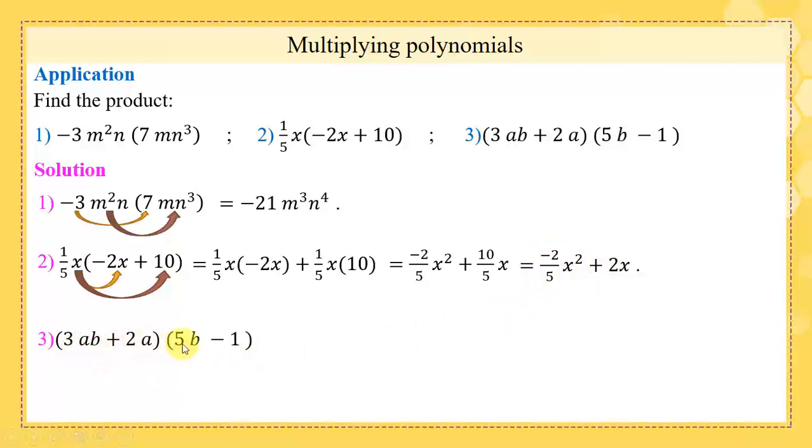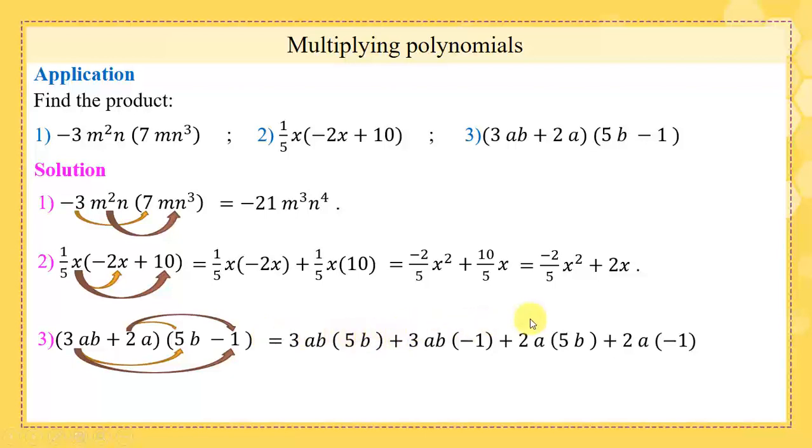3ab plus 2a multiplied by 5b minus 1. A polynomial is multiplied by another polynomial. We multiply each term of the first with each term of the second. 3ab by 5b, then 3ab by negative 1, 2a times 5b, then 2a by negative 1. Now we make the multiplication. We get the result 5ab squared minus 3ab plus 10ab minus 2a.